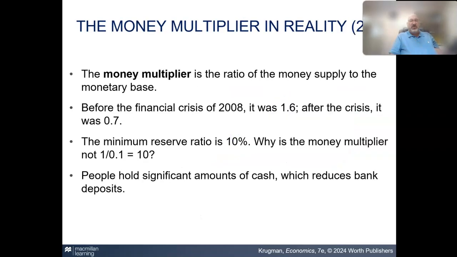So the money multiplier is the ratio of the money supply to the monetary base. Before the financial crisis of '08, it was 1.6. After the crisis, it was 0.7.